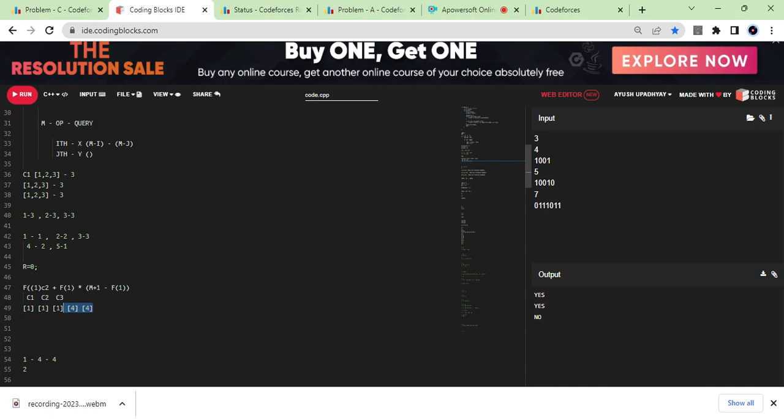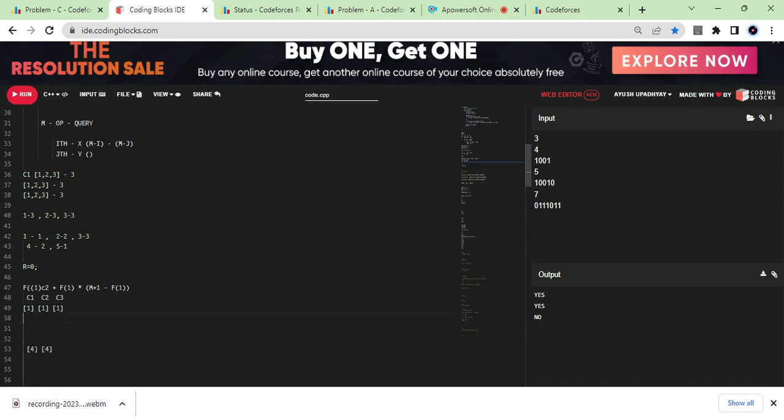And now 1 will be counted with the frequency 3 into 2. Why 3 into 2? Because this one can go with any of these two, this one can go with any of these two, and this one can also go with any of these two. But how to count that? Will you do f of 1 into f of 1? No, that would not be very good.